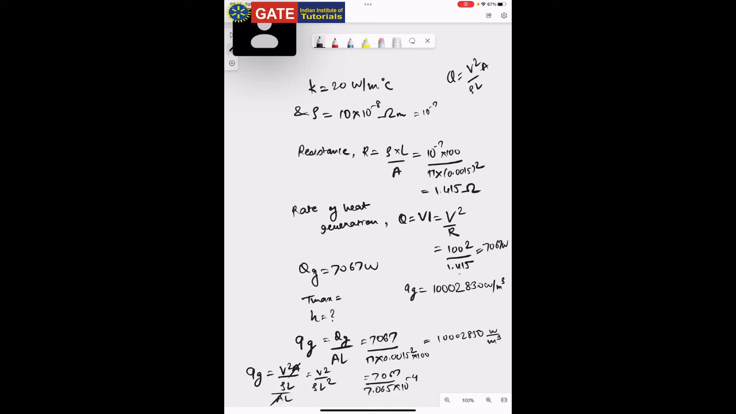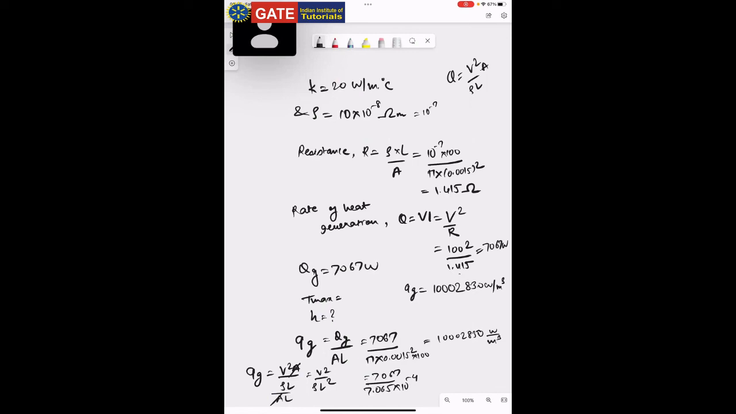Sir, how much is the Tmax? You tell me. Okay. 100.3. 100.28. Yes. Okay, sir. I made a mistake. In the final step, I multiplied with pi. Okay. So now, did you get it? Yes, sir. 100.28.